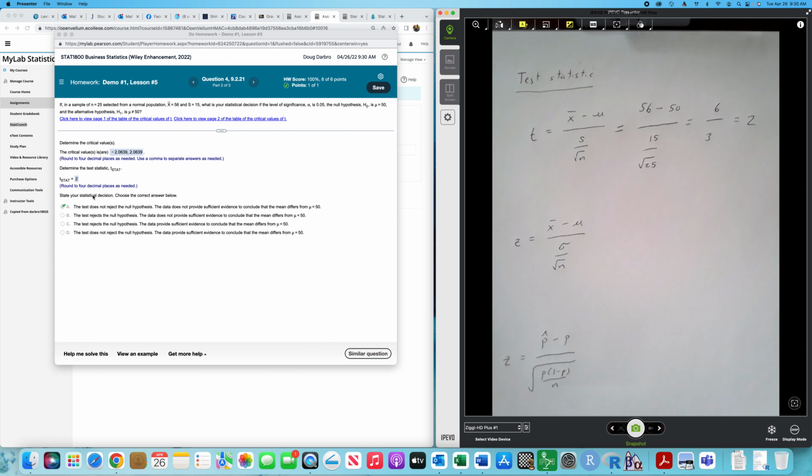Now, state your statistical decision. In a previous video, I said that if our test statistic is between the two critical values, then we fail to reject. We do not reject. So this tells us the data does not provide sufficient evidence to conclude that the mean differs from mu equal 50. Again, in this test, go back up to the top. The null hypothesis is mu equal 50. We don't reject that. Therefore, we can't conclude that the mean is different.